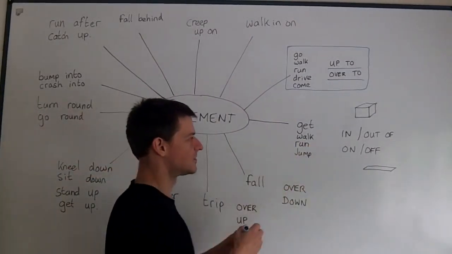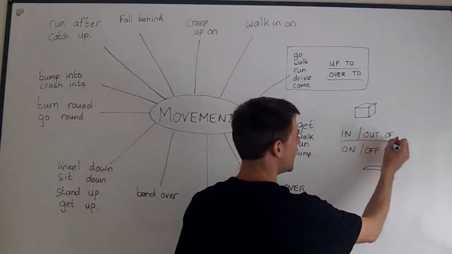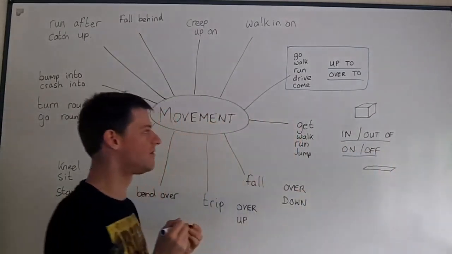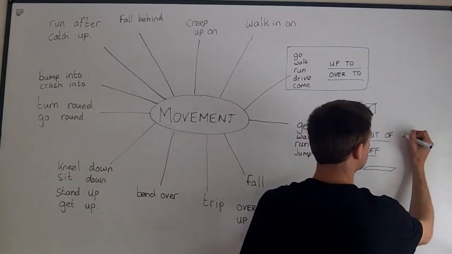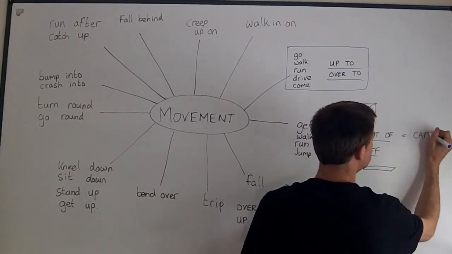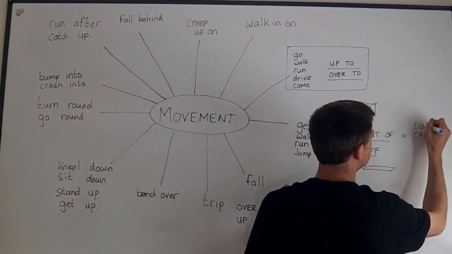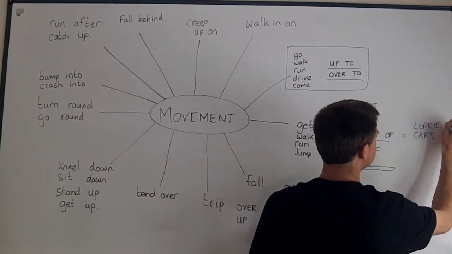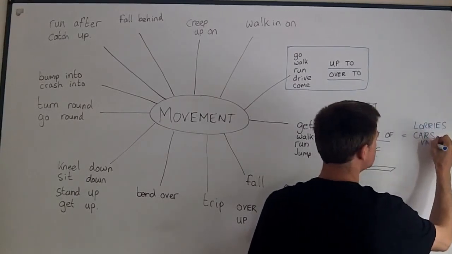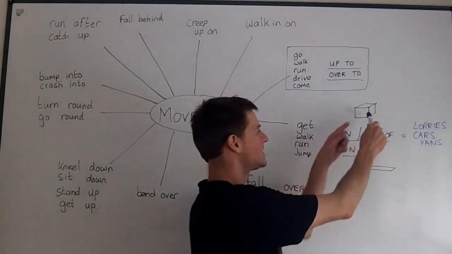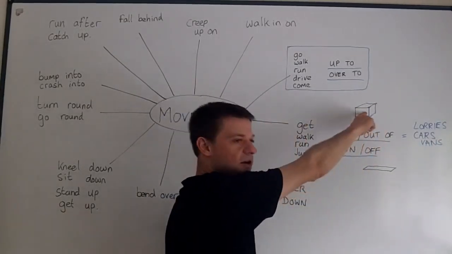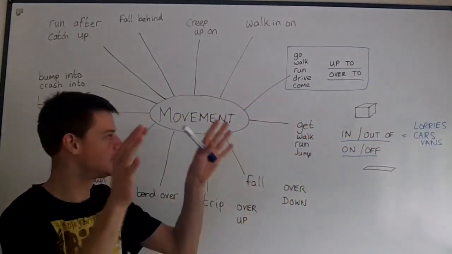Okay, the next ones I want to look at. In and out of, on and off. Now with get in or get out of, we use it for cars, or lorries, or vans, but not much else. Okay, now why? Because you get in or get out of something three-dimensional, a box.